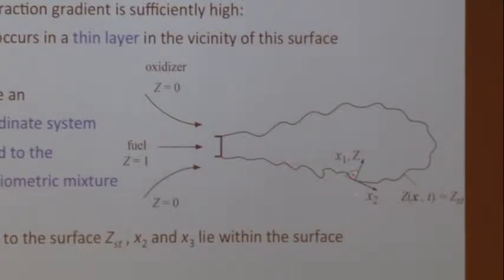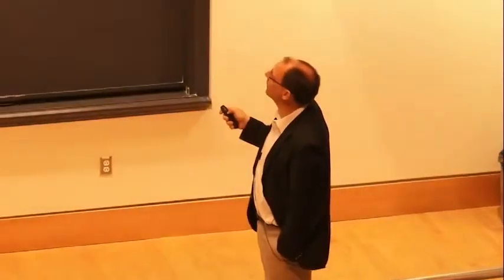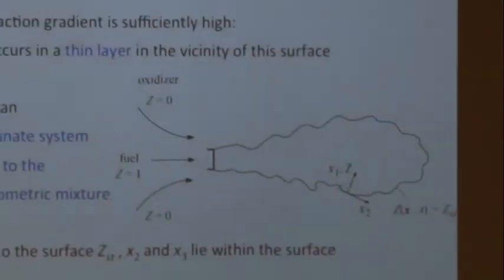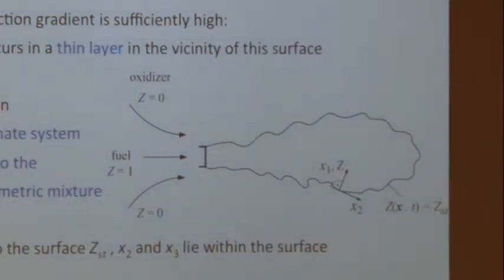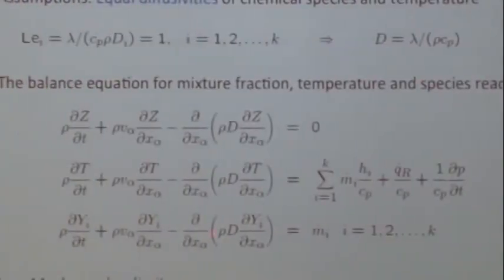And so this is what we want to do. We want to attach a coordinate system to the surface. We want to assume that locally, at this point in time, the coordinate system x, y, z, or x1, x2, x3, is attached to the surface. And we want to assume that at this point where we do the analysis, the x1 coordinate is normal to the surface of stoichiometric mixture.